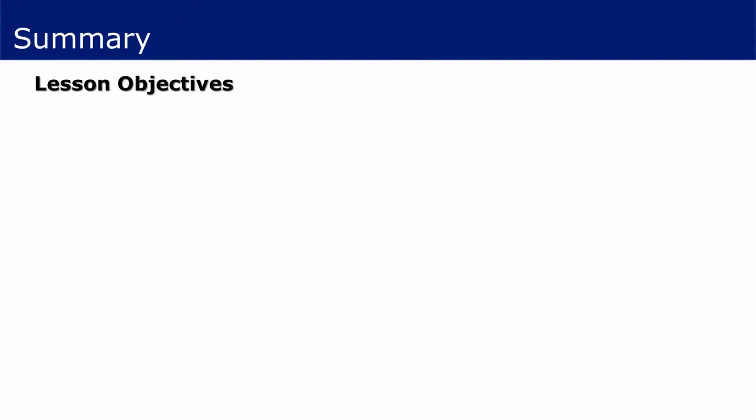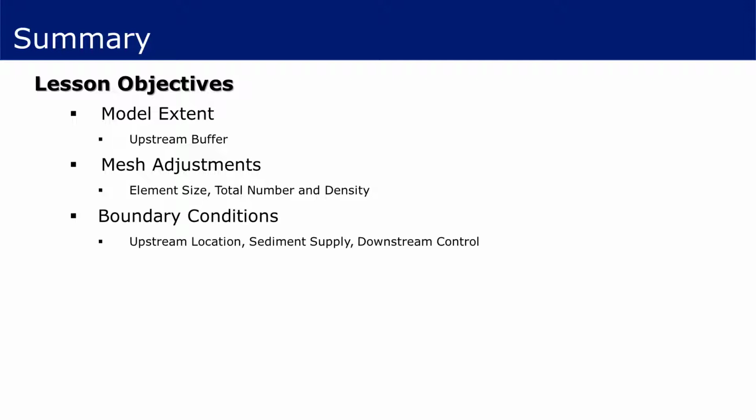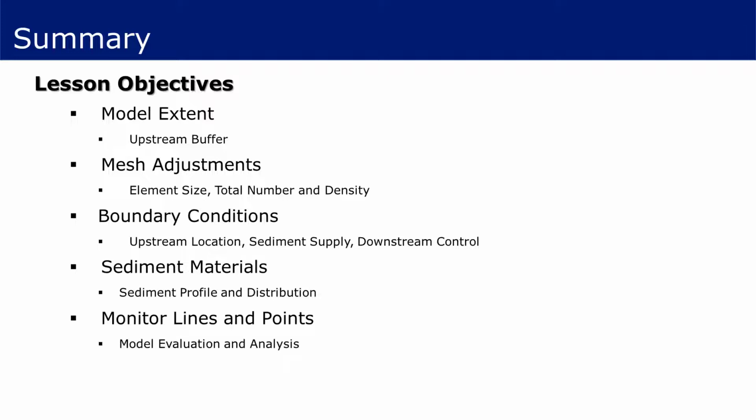This concludes the second video in this series on sediment transport modeling with SRH2D, which covers recommendations for converting an existing hydraulic model to a sediment transport model. In this video, we discussed the model extent and considerations for adjusting the mesh to ensure the element size, total number, and density are appropriate. The location of upstream and downstream boundary conditions, inlet distribution types, and sediment supply type were also covered, as well as the creation and assignment of sediment material zones and the value of using monitor lines and points. In the next video, we will discuss the parameters specific to sediment modeling.